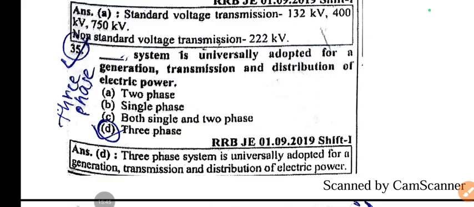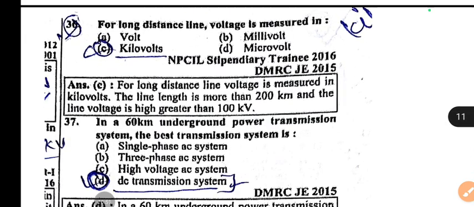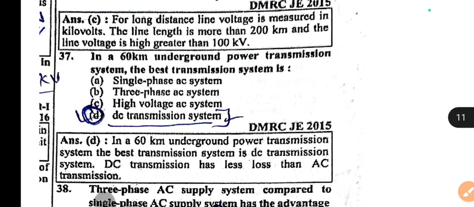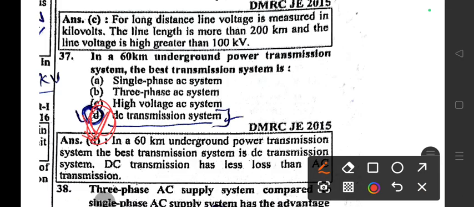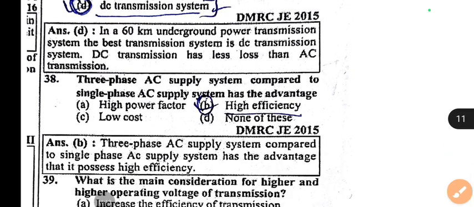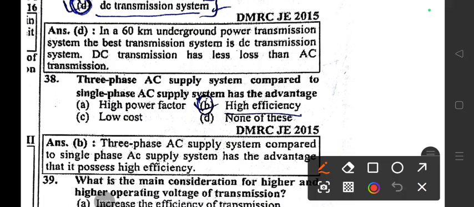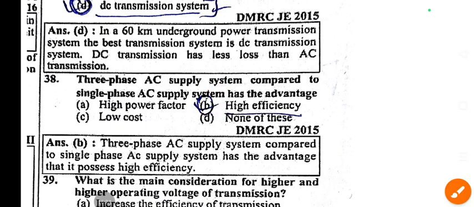A three-phase system is universally adopted for generation, transmission and distribution of electrical power. Three-phase, okay. Long distance line voltage is measured in kilovolt. For a 600 kilometer underground power transmission system, the best transmission system is the DC transmission system. A three-phase AC supply system compared to a single-phase AC supply system has the advantage of high efficiency. The advantage is high efficiency. Answer is B.